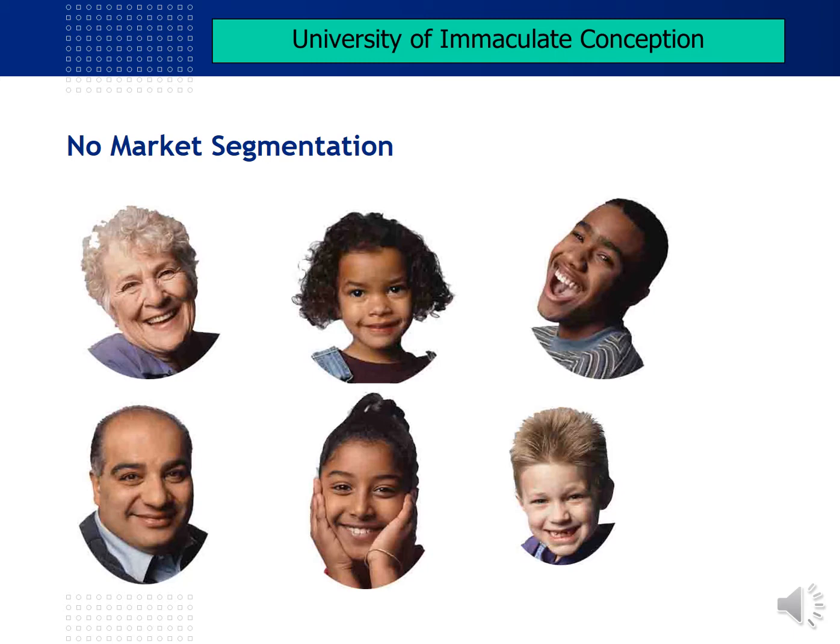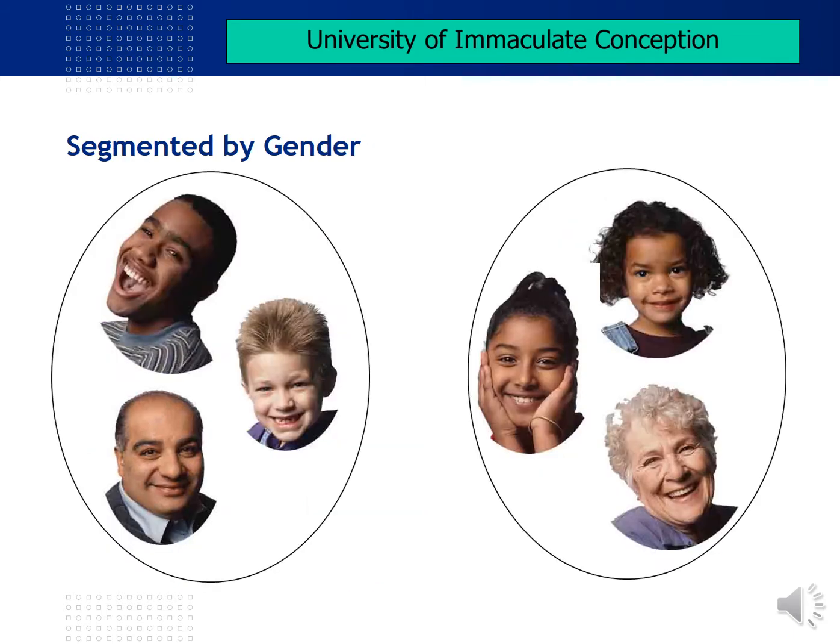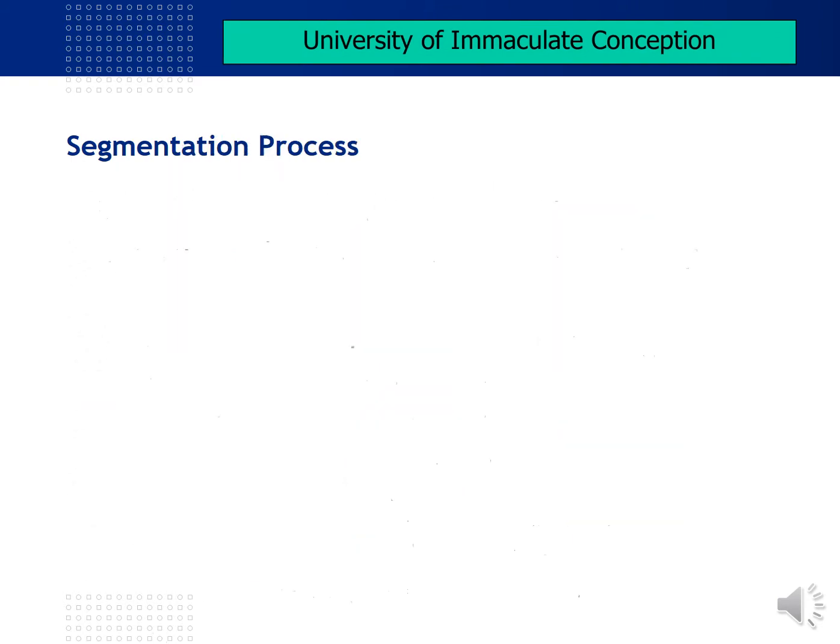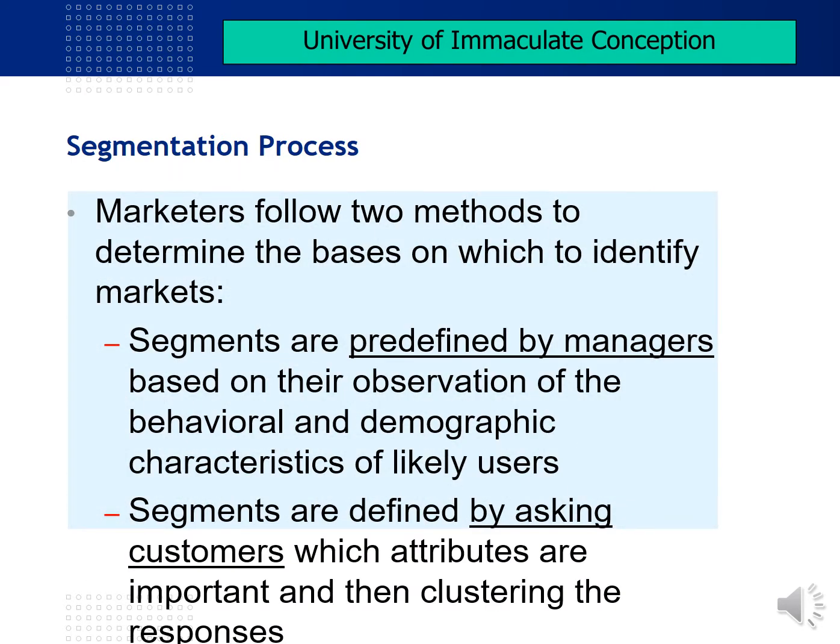So this is the example of no market segmentation. So kini segmented by gender, segmented by age. The segmentation process has two methods to determine the basis on which to identify markets. First is segments are predefined by managers based on their observation of the behavior and demographic characteristics of likely users. Second, segments are defined by asking customers which attributes are important and then clustering the responses.